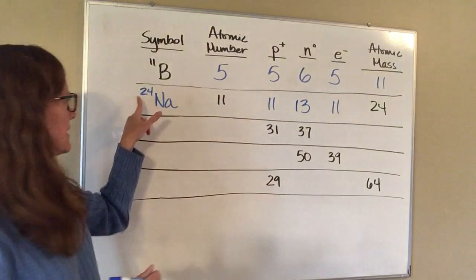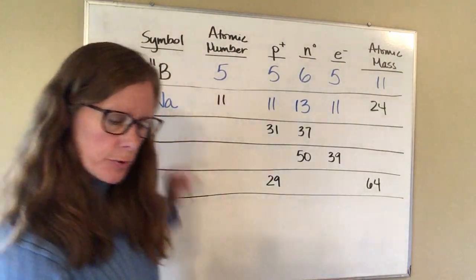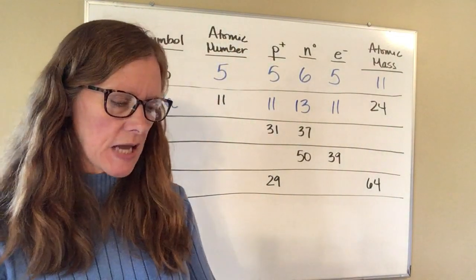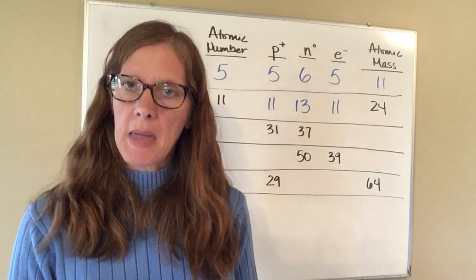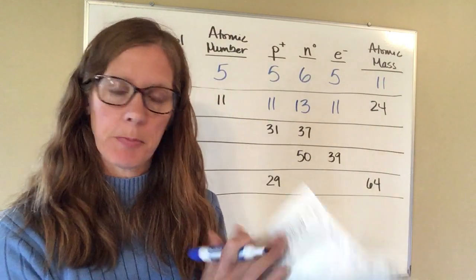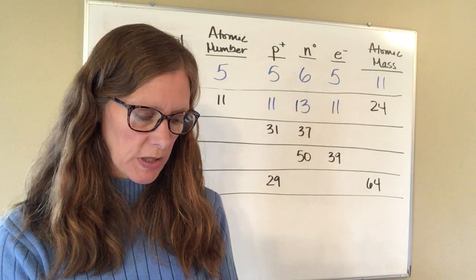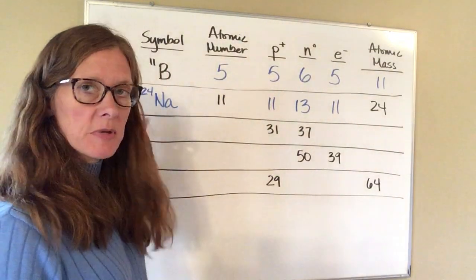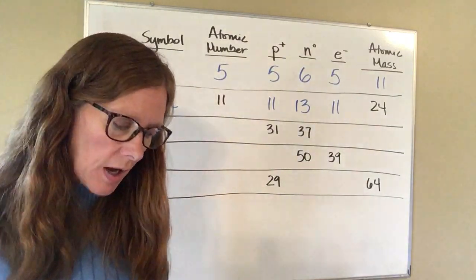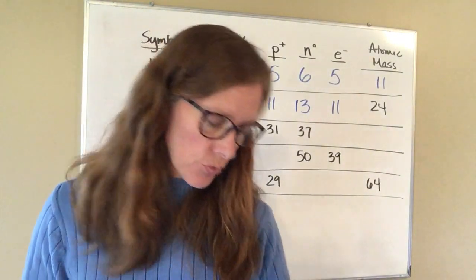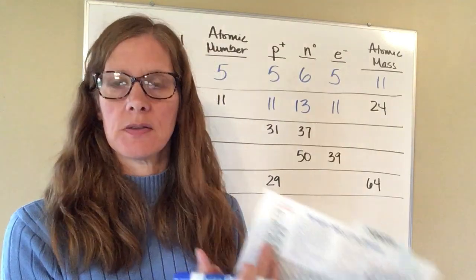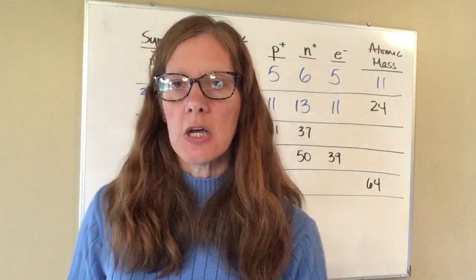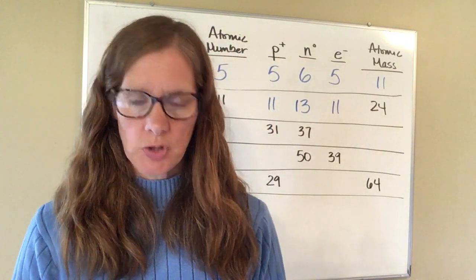Okay? Is this the most common isotope? Well, if you look at the periodic table, the mass of a sodium atom, if you read it off the periodic table, is 22.99. So this one is not the most common isotope. The most common isotope is a sodium 23 atom, because that's what the mass reads off the periodic table. So that's the most common isotope of sodium.